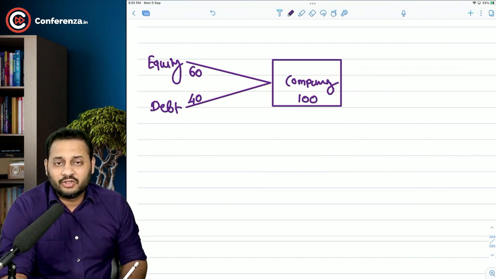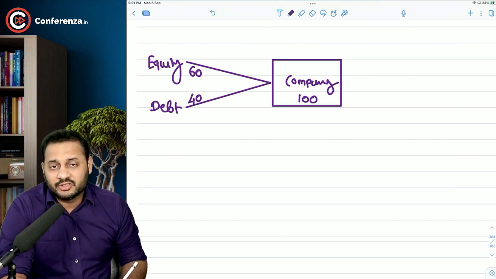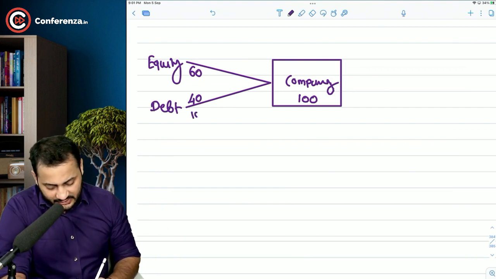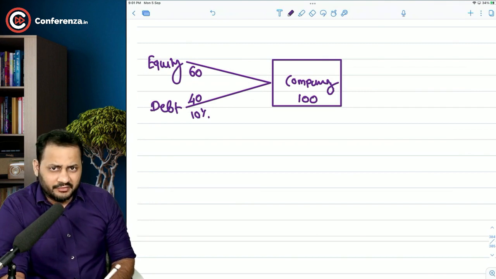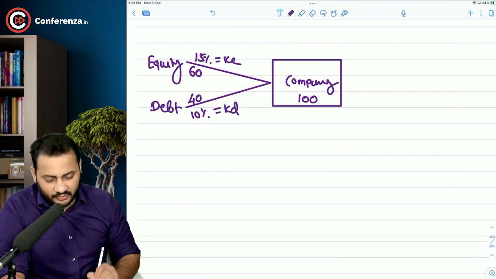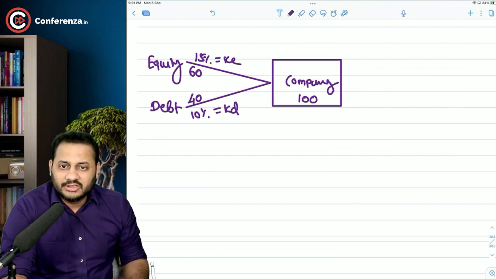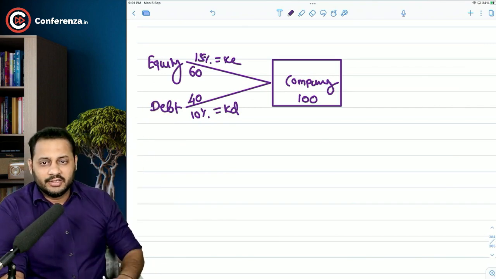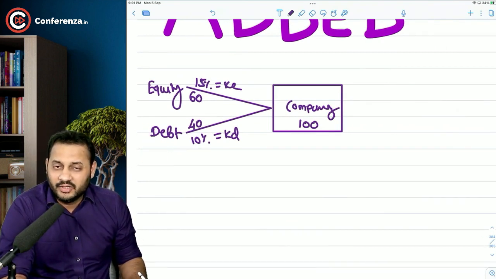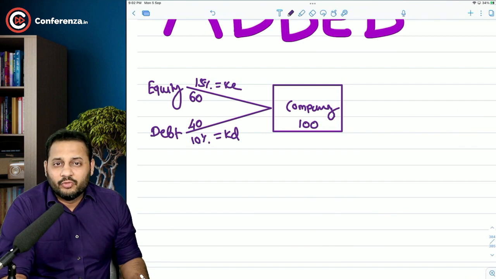Obviously these funds do not come free of cost. The company has to give them a return in terms of cost of equity and cost of debt. Let's say the interest rate on debt is 10% and the cost of equity is 15%. So how much is being expected by each stakeholder? The equity shareholder is expecting 60 into 15%, that is 9 crore rupees every year in terms of dividend and capital appreciation. And debt holders are also expecting an interest of 4 crore rupees.